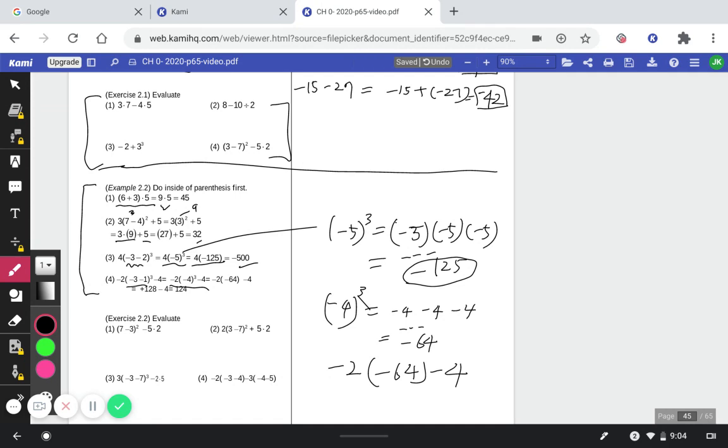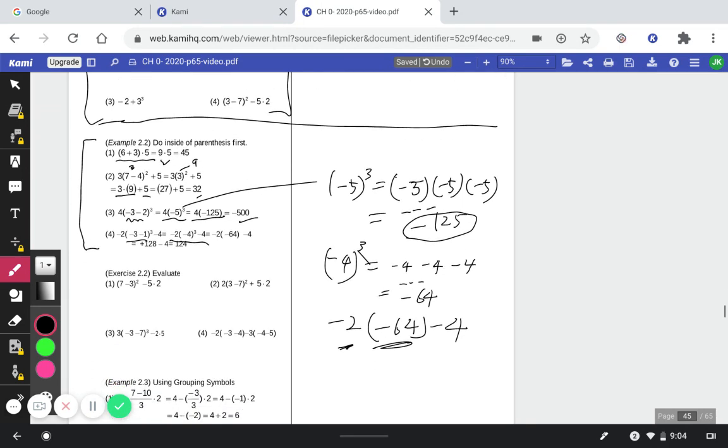Yes, you're right. You multiply negative 2 with negative 64, which ends up with positive 128, because 2 times 64 is 128. You have 2 negatives, which means positive. So positive 128 minus 4. So that ends up with positive 124.